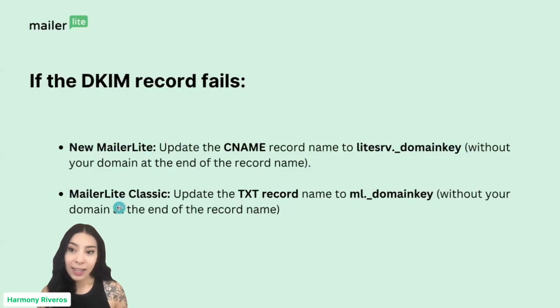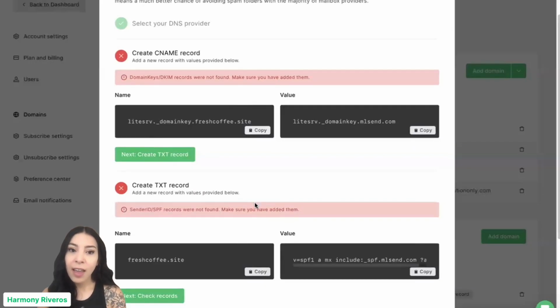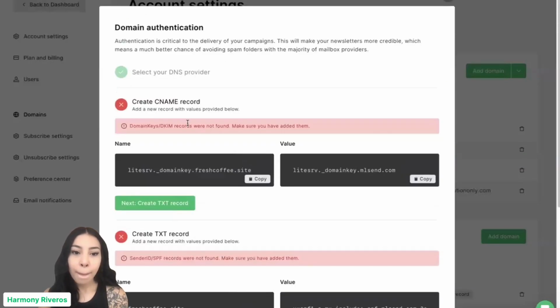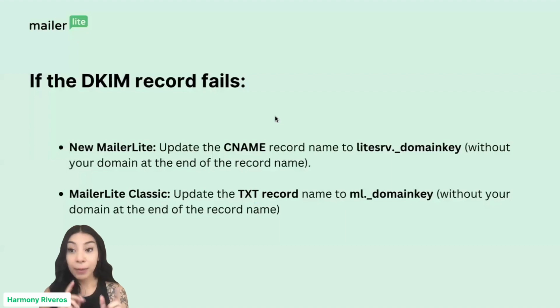In MailerLite Classic, it is slightly different because it is a text record. So that's the only difference here. In the new MailerLite, the DKIM is a CNAME record. It's just the type. And in the Classic MailerLite, that is a text record. In all of our guides, you'll be able to see the difference as well. And then that is the same process. It's just removing the domain at the end of the record name, although the record name just looks a little different in MailerLite Classic. But essentially, it's the same troubleshooting technique.